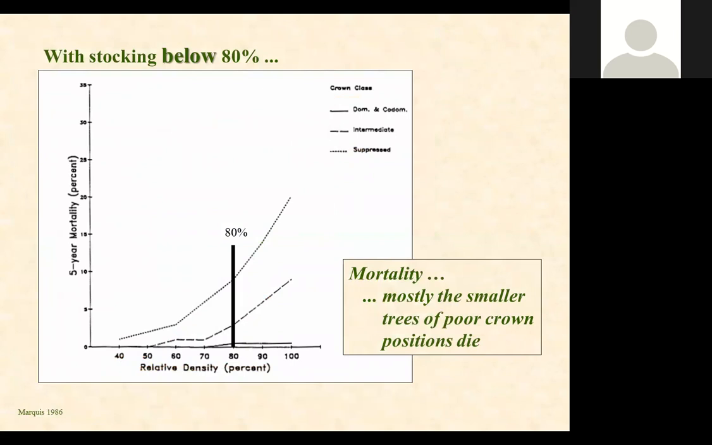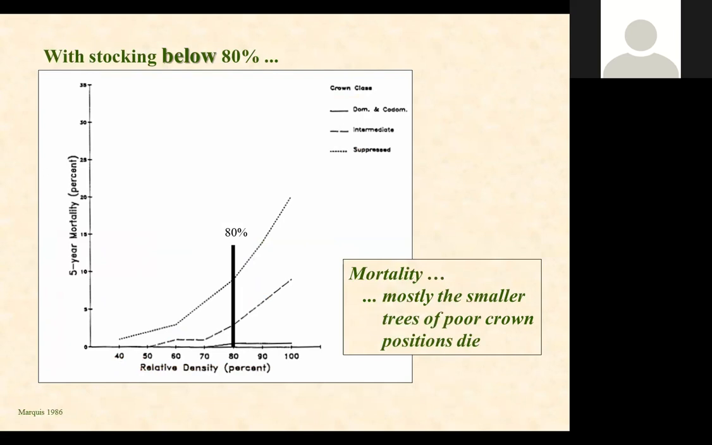Notice here, as he developed that a little bit more, you've got three different lines. The dotted line is for trees of overtopped positions that are suppressed. They're truly suppressed because they're dying. The dashed line in the middle is for intermediate trees, trees of intermediate crown positions. And the solid line is for the overtop trees, for the dominants and codominants.